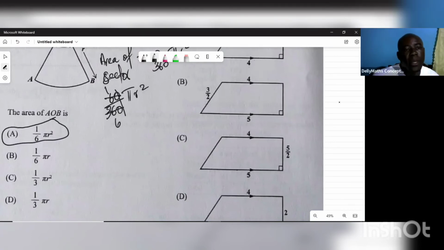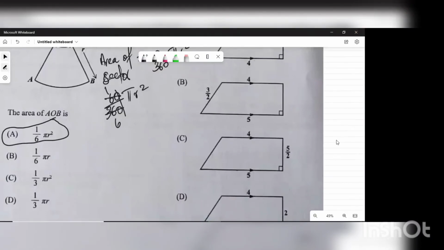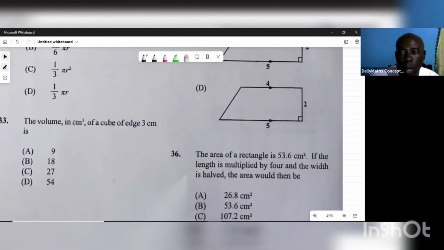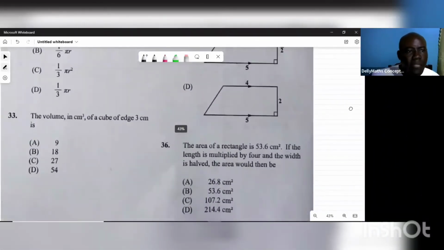Pi r squared. So what does this mean? What does this say? You could see that CXC does not necessarily pressure you in Paper 1 to be working out anything, because your answers are given in pi and stuff like that. So it's the concept they're testing for. Do you understand what to do? Do you know what to do? All right, let's push further.